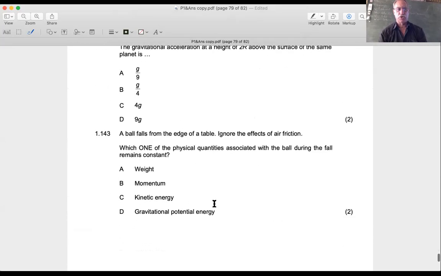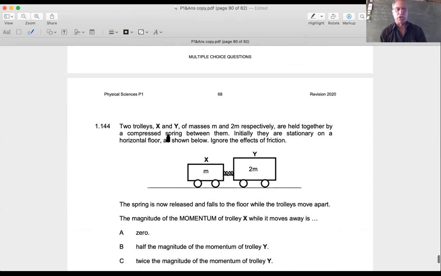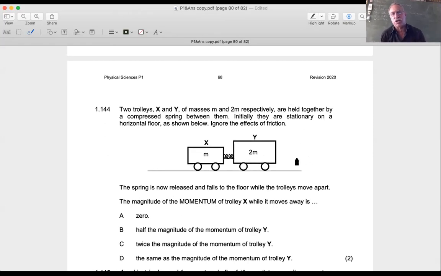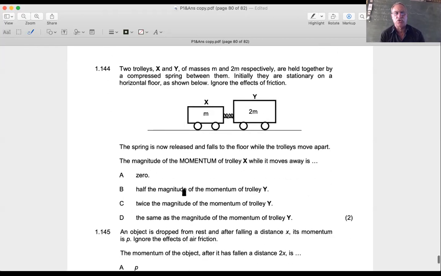I think we're getting to the end. Yay. Okay, two trolleys X and Y of masses M and 2M are held together by a compressed spring between them. Initially, they are stationary on a horizontal floor. Ignore the effects of friction. Okay, when you let them go, Y is going to go slowly, half the speed to the right. M is going to go at, let's say, velocity V to the left. So this is going to be half the velocity because it's got double the mass. The spring is released and falls to the floor while the trolleys move apart.